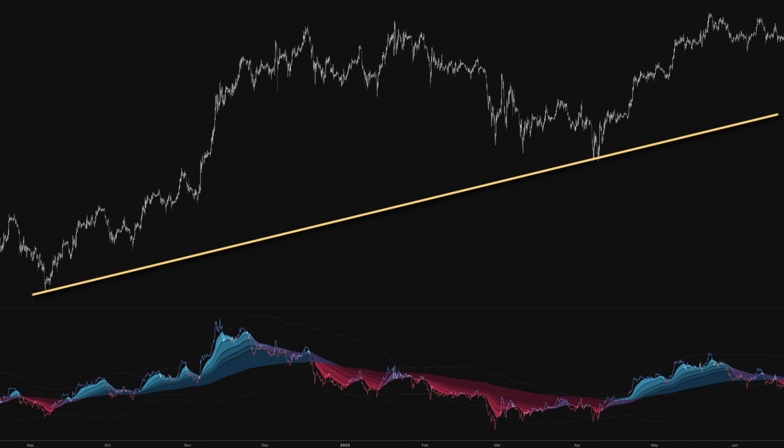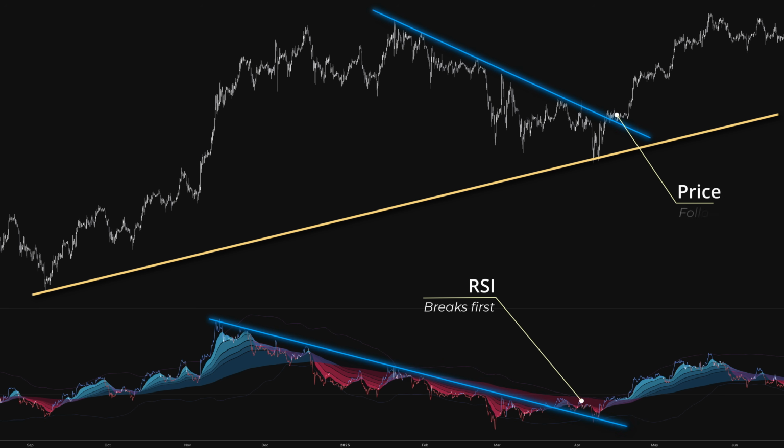Here's a useful technique. Draw a trend line on the RSI itself during pullbacks. When that RSI trend line breaks before price breaks its own trend line, it often signals the next price breakout is coming. Momentum tends to lead price.